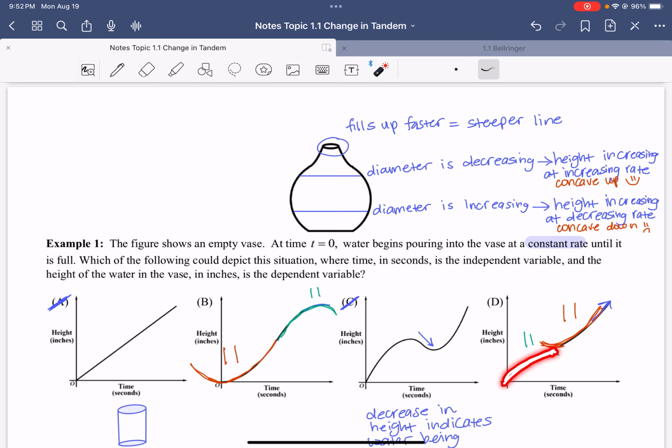Versus when you get to the top and it fills up faster, you're going to be filling up at a much bigger rate. It's going to indicate a steeper line. So in conclusion, D would be the correct answer and not B. Okay.